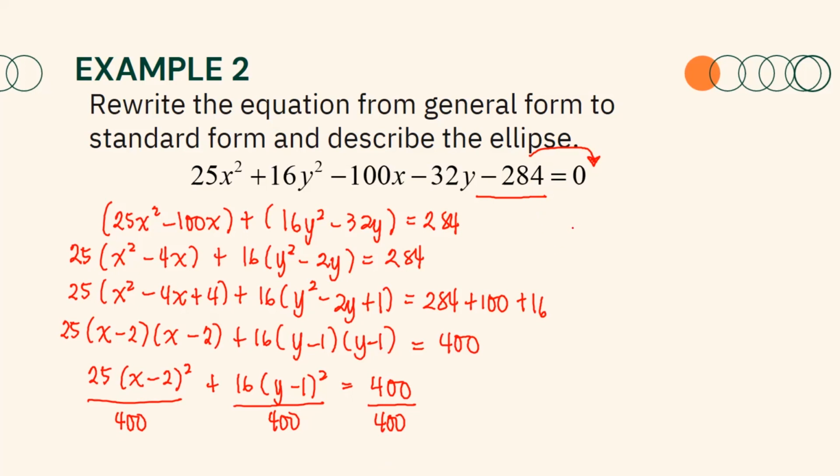So therefore, we will have 25 over 400 is equal to 1 over 16. So we will have x minus 2 quantity squared over 16 plus 16 divided by 400 is 1 over 25. So we will have y minus 1 squared all over 25 equals 400 divided by 400 is 1. Therefore, this is our equation in standard form.